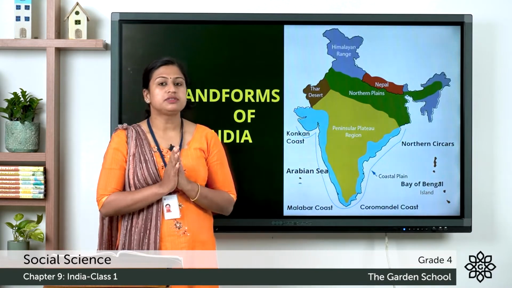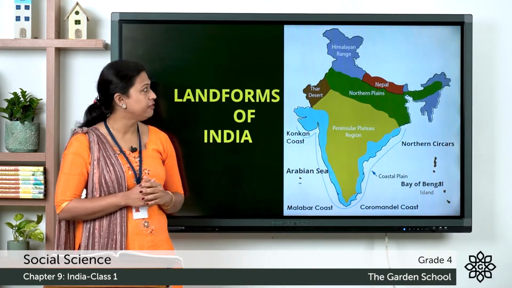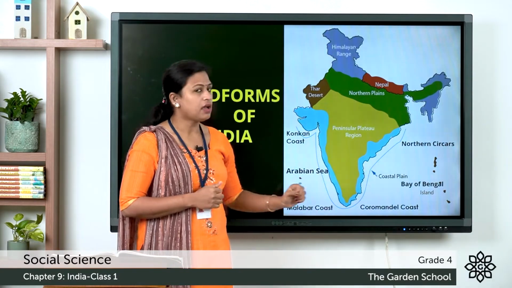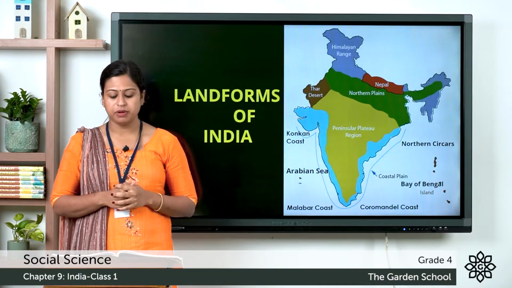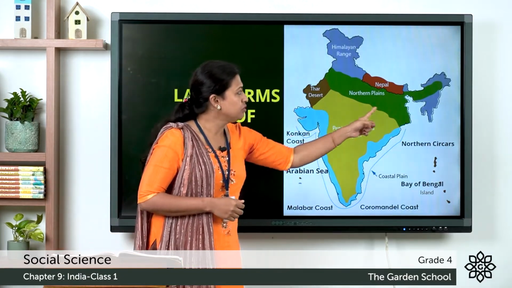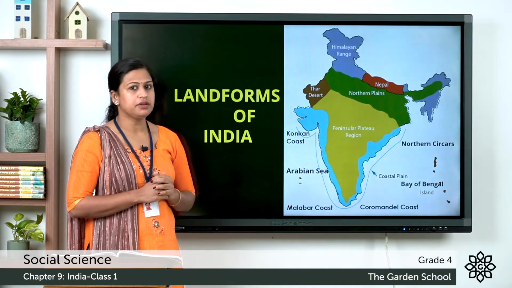Now India stretches from 3,214 km from north to south and 2,933 km from east to west. So this is the stretch of India, our country.